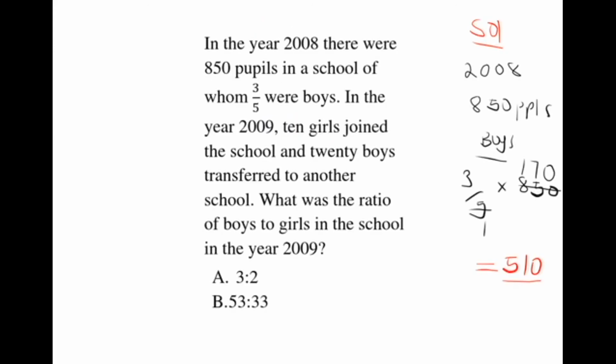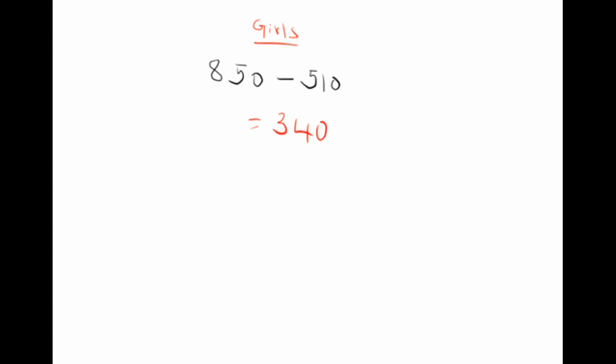Then we are told that in the year 2009, 10 girls joined the school and 20 boys transferred to another school. Here, if 20 boys transferred to another school, we shall have 510 minus 20. We get 490. So when 20 boys transferred to another school, we are left with 490 boys. Then we have 10 girls joined the school. So here we have 340 plus 10. We get 350.